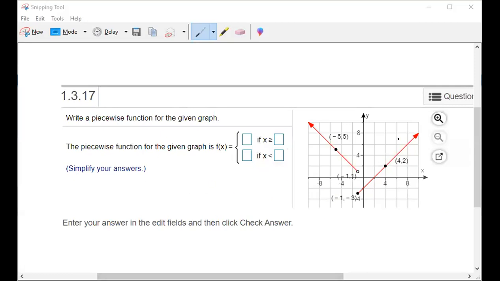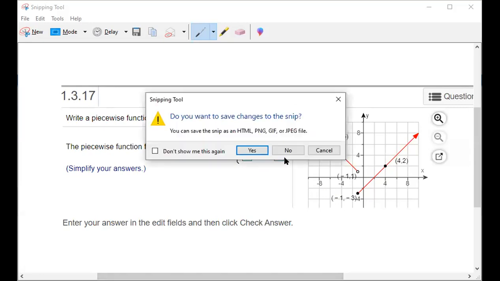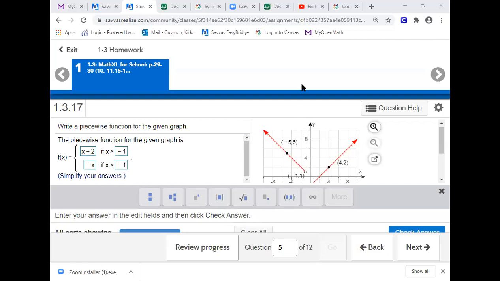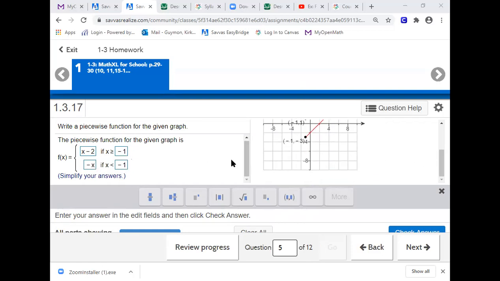Nope, that's not the one I want to share. Which one is it? Must be this one. So let's see. Those are what I put in, my x minus 2, my -x, my -1s. Scroll down over there. There's nothing in there, nothing in there. So let's go down here and check our answer.